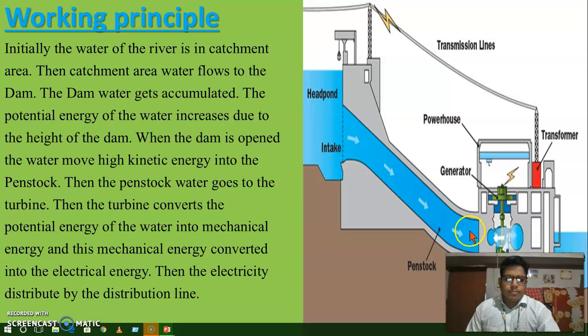Then the penstock water goes to the turbine, and the turbine converts the potential energy of the water into mechanical energy, and this mechanical energy is converted into electrical energy. Then electricity is produced, and lastly the electricity is distributed by the distribution line.